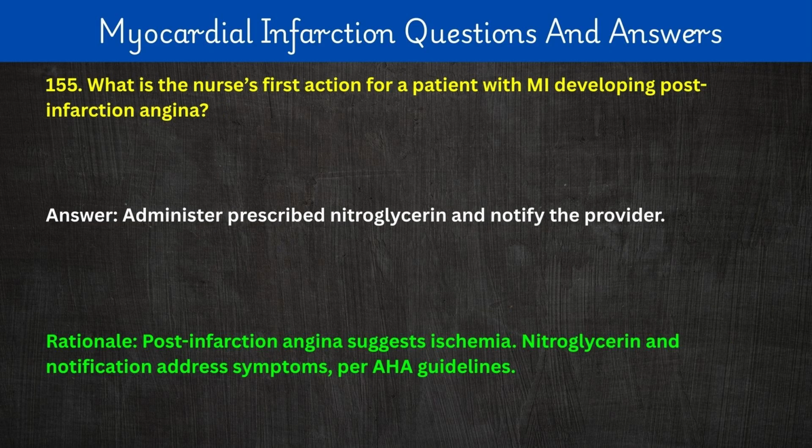155. What is the nurse's first action for a patient with MI developing post-infarction angina? Answer: administer prescribed nitroglycerin and notify the provider. Rationale: post-infarction angina suggests ischemia. Nitroglycerin and notification address symptoms, per AHA guidelines.